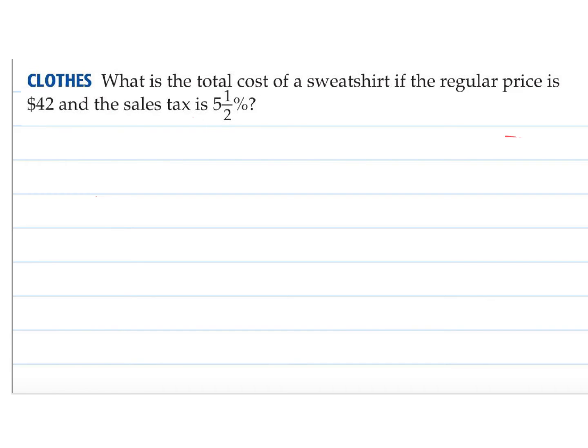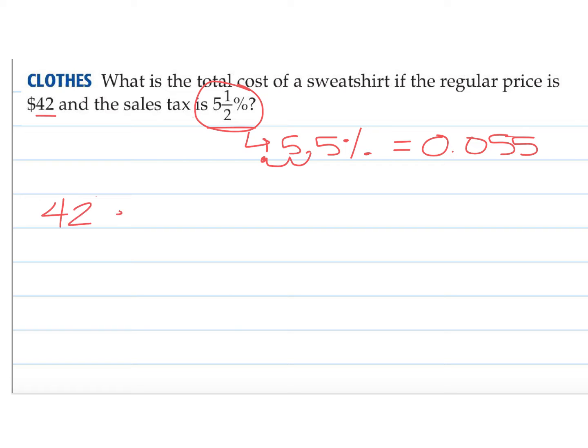All right, let's look at this example. What is the total cost of a sweatshirt if the regular price is $42 and the sales tax is 5.5%? So first of all, we need to make 5.5% into a decimal. 5.5% is still not in decimal form, even though there's a decimal in the percent. I still need to move it over 2 to the left, so that would equal 0.055.